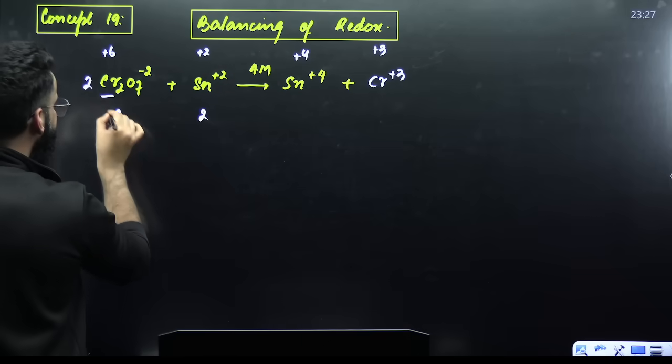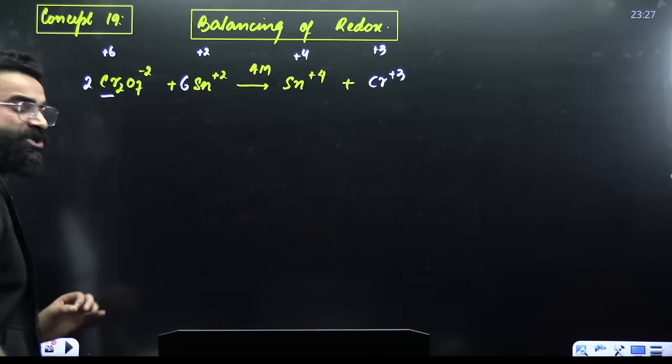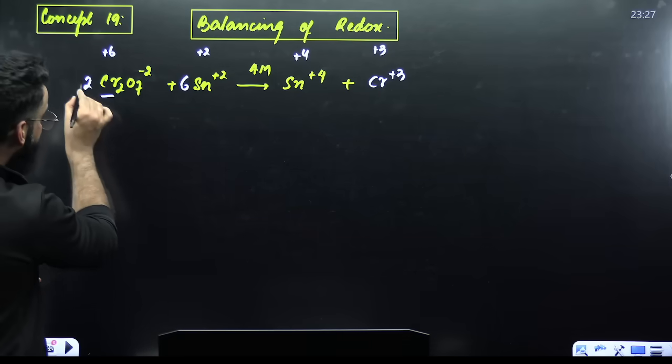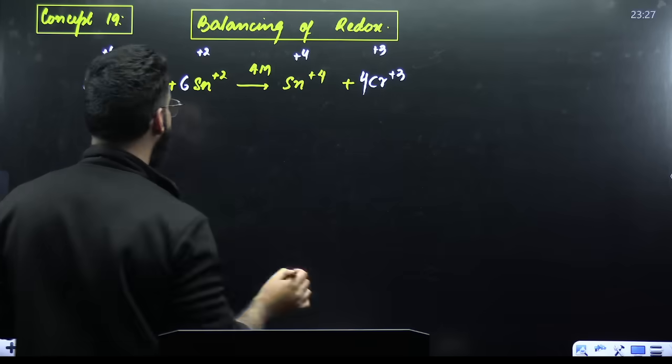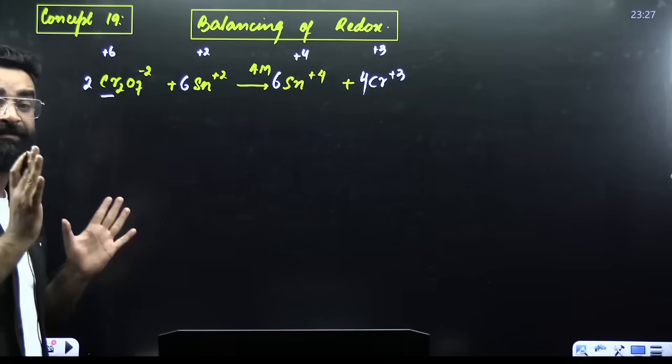This 2 will go here. This 6 will go here. After crisscrossing the n factors, balance all the atoms except hydrogen and oxygen. So we have got 4 chromium atoms here, 4 chromium atoms. 6 tin and 6 tin. Right? So I balanced all the atoms except hydrogen and oxygen.